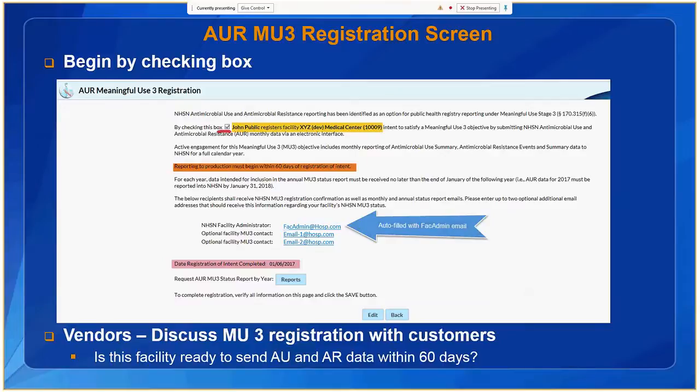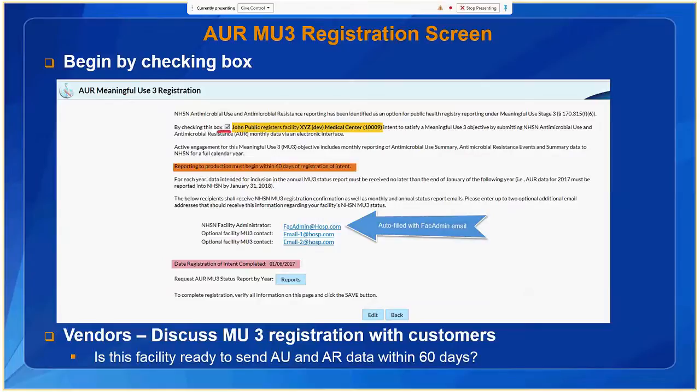So this is a view of the registration page, and we're going to quickly walk through it. Basically, it says AU and AR has been identified as an option for public health registry reporting under Meaningful Use Stage 3. By checking this box, and you'll see the underline, once the facility administrator clicks that box, it will auto-fill their name and the facility information. We have basically the rules that apply to this once you sign up.